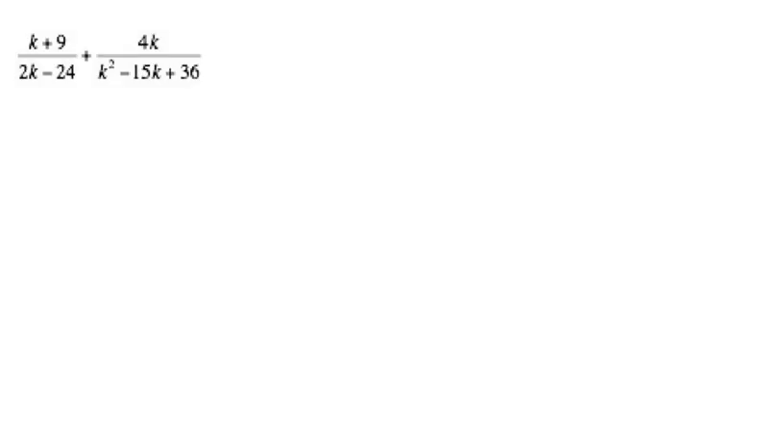Okay. I'm now working on the Test 1 review for Math 4, Problem 4J, which is k plus 9 over 2k minus 24 plus 4k over k squared minus 15k plus 36. The first thing I have to do, of course, is find my LCD. So to find my LCD, I have to factor my two denominators.